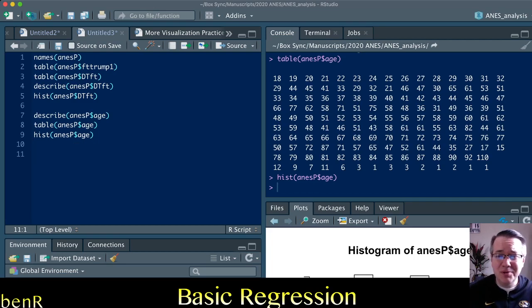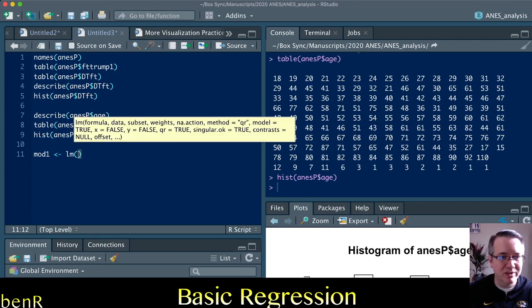So how do we do a regression analysis in R? Well, we're going to call this model 1. And then we make that little arrow. I'm told you can also just do an equal sign instead of that little arrow, but I grew up using that little arrow, so that's what I do. And then lm is the command to get a linear model. And this regression model is going to be a linear model, so we use lm.